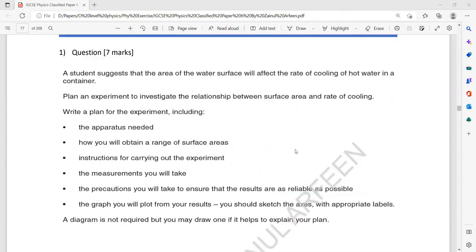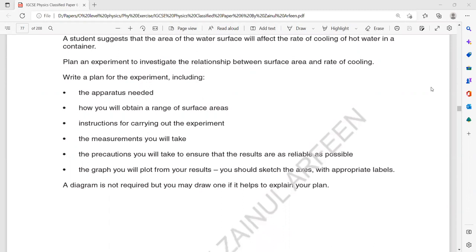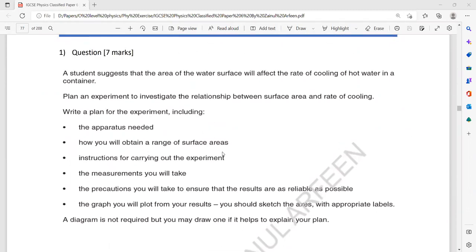We have to plan an experiment to investigate the relation between the surface area and the rate of cooling. Write a plan for the experiment, including the apparatus needed. What are the things needed if you want to carry out this experiment? You can use your mic or the chat to say.